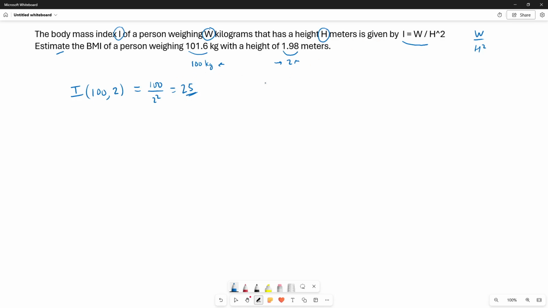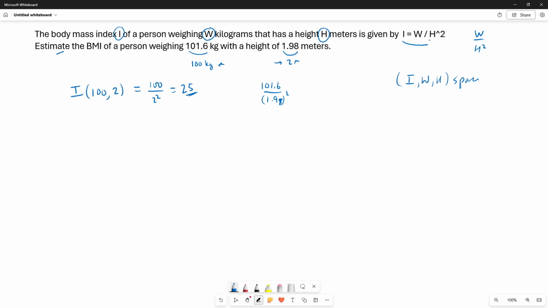But the actual formula would give us 101.6 divided by 1.98 squared. And let's say we don't want to compute that. Instead, we want to estimate it. So what we will do is we will think of this. This is a surface in 3 dimensions. It's a surface in the IWH space.